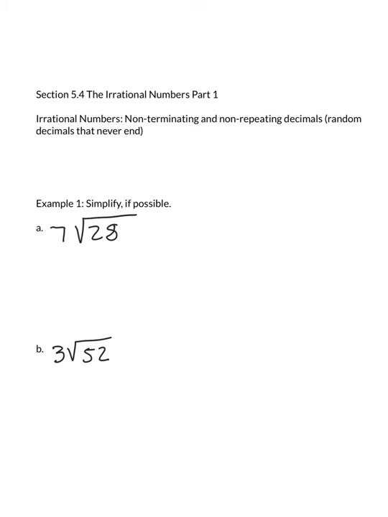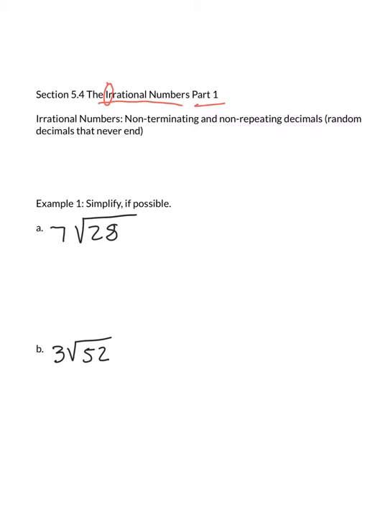Section 5.4 is about the irrational numbers, and this is part 1 of a 2-part video. It is a longer section, and that prefix IR means not. These are not rational. They're the opposite of the rational numbers.